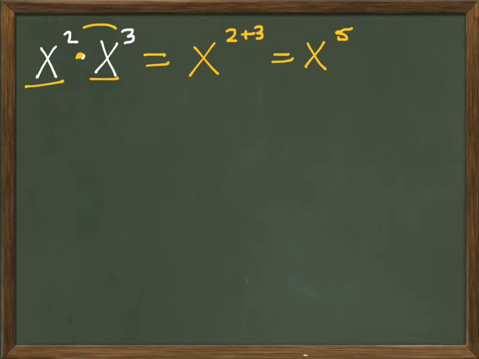So I know it's kind of weird because, well, wait, you're multiplying. Why are you adding the exponents? That's the way exponents work. When you're multiplying together, you add the exponents. So here's another way you could look at it. You could write it like this.